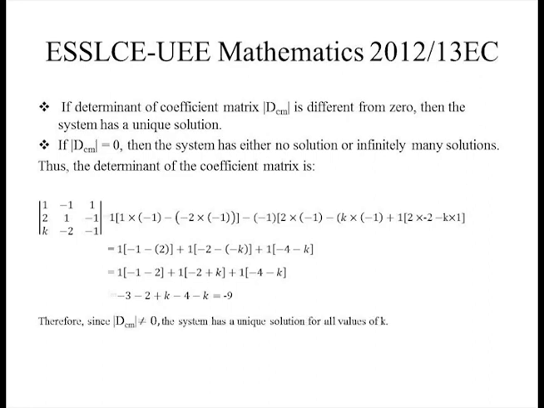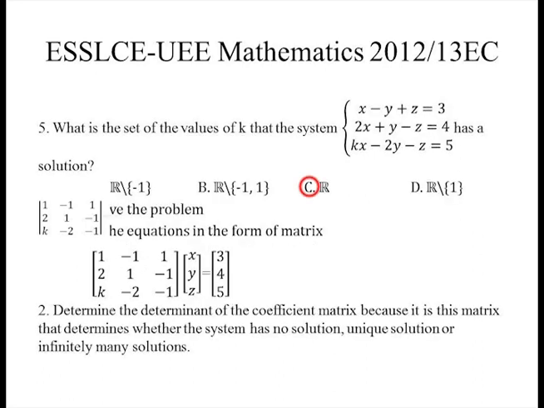Since the determinant of the coefficient matrix is different from 0, the system has a unique solution. The system has a unique solution for all k. Thus, choice C is the correct answer.